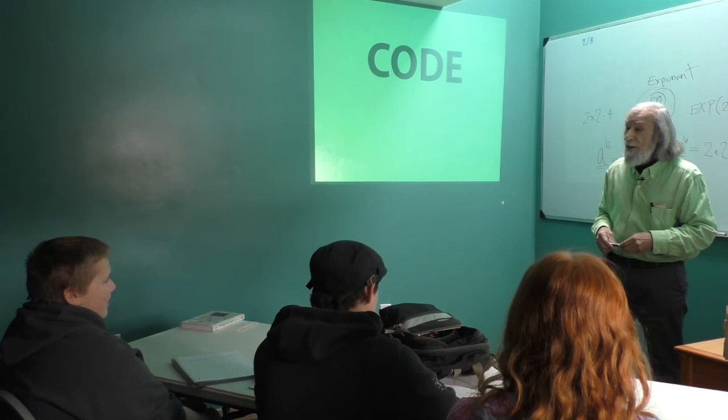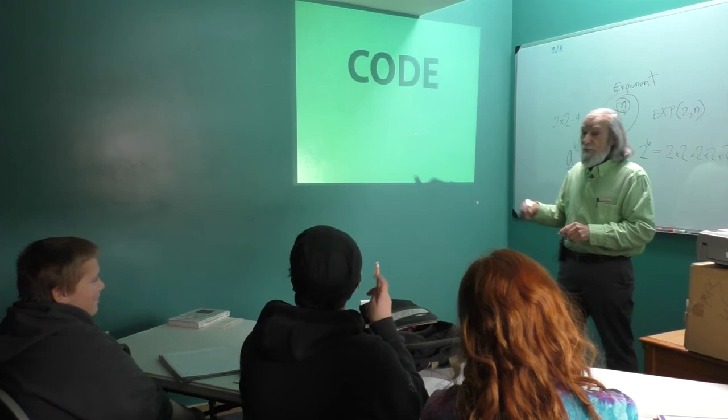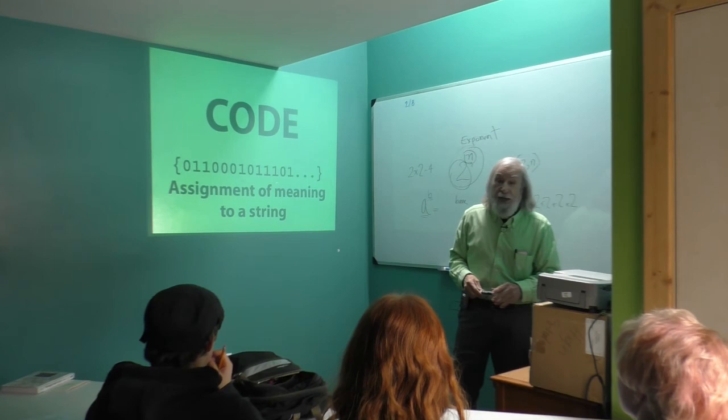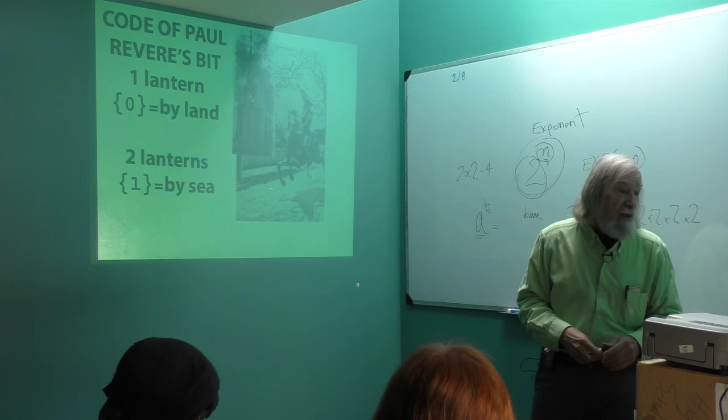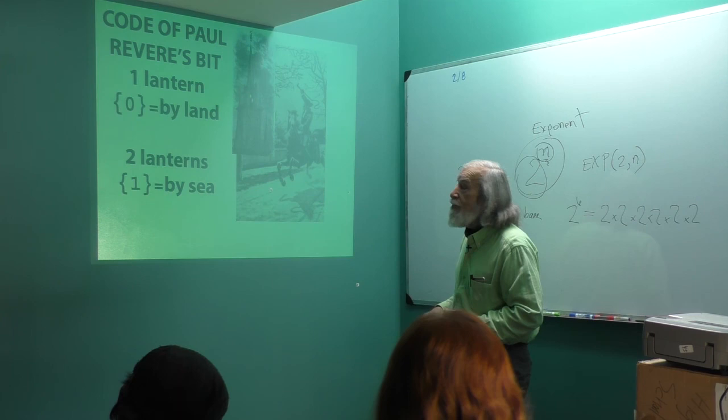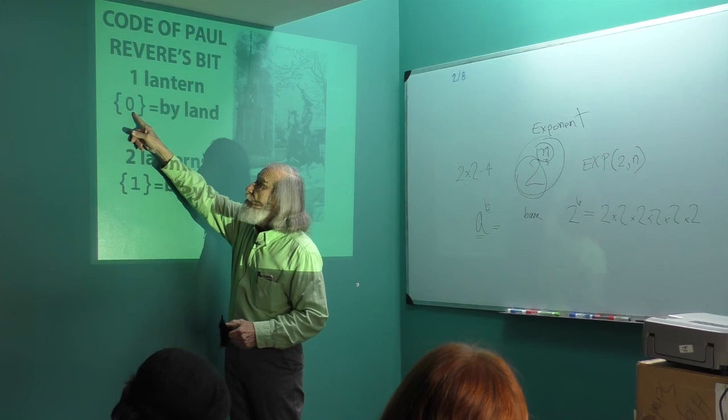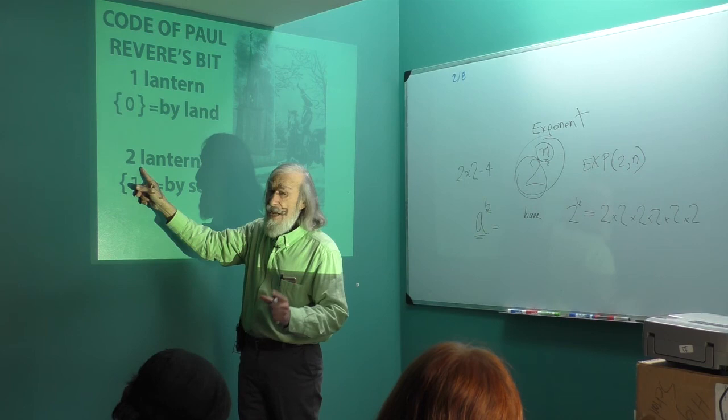Right, exactly. So the code, what is code? Code is the assignment of meaning to a string. If the string's going to mean something, it's going to have a code. So let's see about some code. The code of Paul Revere's bit is one lantern means by land. That string, this is a 1-bit string, means by land. This one, which is the 2-lantern string, it's not 2 bits, it's 2 lanterns, means by sea. So that's the code for Paul Revere's bit.